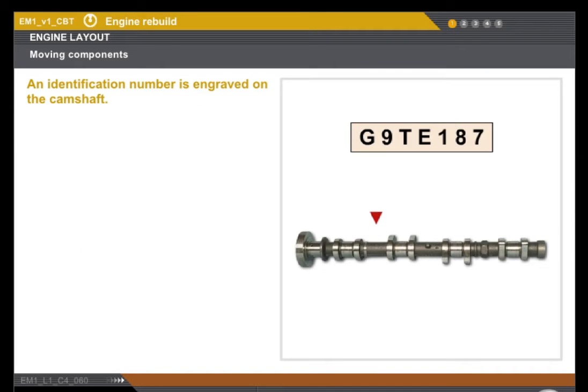An identification number is engraved on the camshaft. The first three characters indicate the engine type. The next character distinguishes the inlet camshaft, A, from the exhaust camshaft, E. The last few characters are used by the manufacturer.